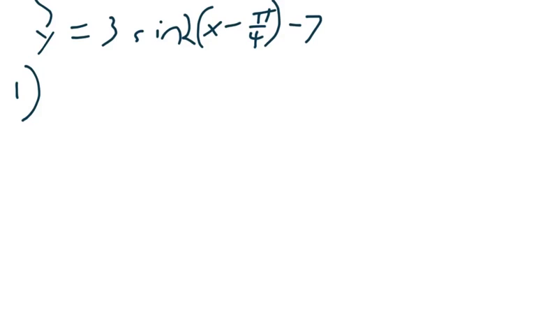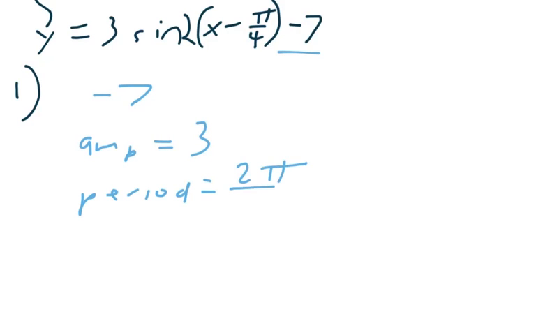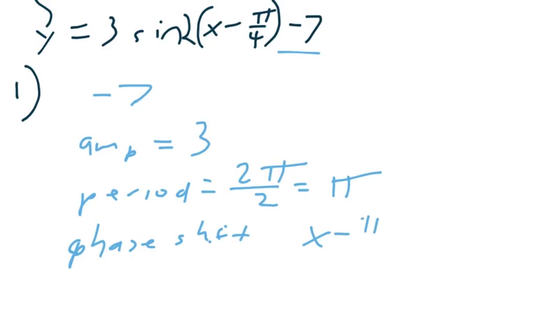So in problem number 1, it asks for the vertical shift. Well, that's easy enough. The vertical shift is always the last, which is -7. Just in case they ask other questions, the amplitude is equal to 3. The period is equal to 2 pi divided by k, which is 2, which is pi. And the phase shift is when you set what's inside parentheses, which in this case they already factored for us, equal to 0, so x equals pi over 4.